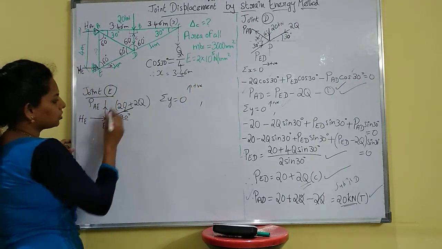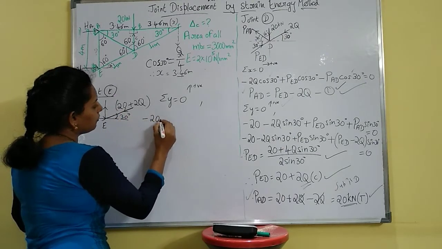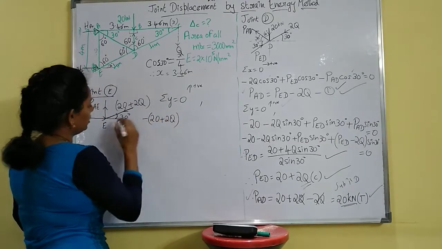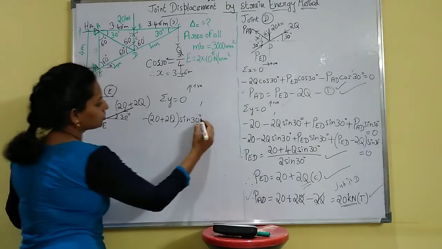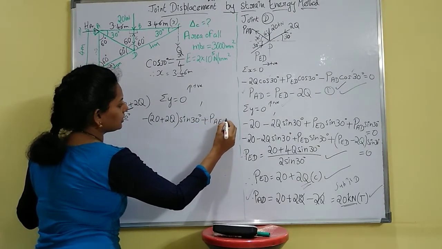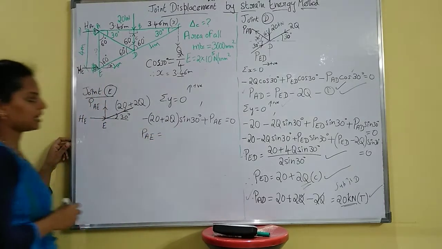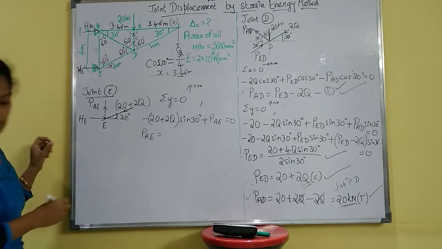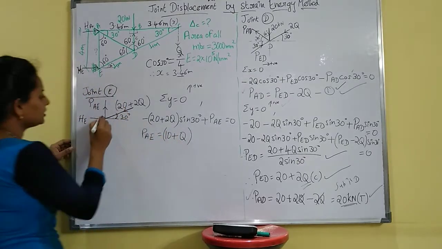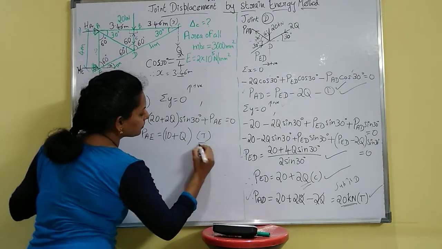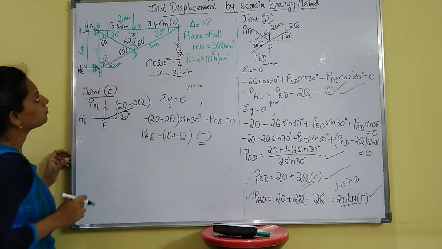So this is upward, this will be downward, so it is minus (20 plus 2Q) sin 30, resolve this, and this is upward, so plus PAE equal to 0, just calculate, get the value of PAE. So PAE will be 10 plus Q, 10 plus Q. It is away from the joint, so it is tension T. Okay, now all the member forces are known.